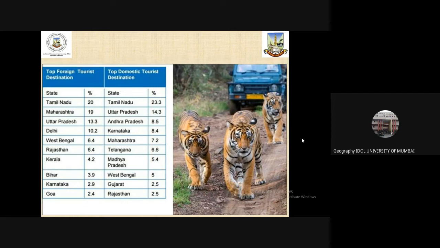As far as foreign tourist destinations in India are concerned, Tamil Nadu is the top scorer, wherein the maximum number of tourists arrive, followed by Maharashtra, Uttar Pradesh, Delhi, West Bengal, Rajasthan, Kerala, Bihar, Karnataka, and Goa. And for domestic tourism, Tamil Nadu, Uttar Pradesh, Andhra Pradesh, Karnataka, Maharashtra, Telangana, Madhya Pradesh, West Bengal, Gujarat, and Rajasthan are among the important states wherein the domestic tourist destinations are more in number.